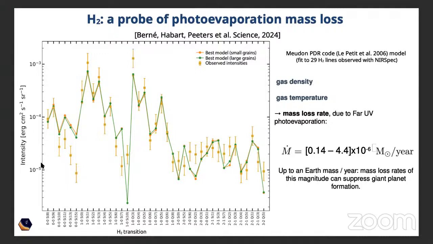Basically, this is the intensity of the H2 transitions. The 29 transitions that we've seen just before are here, and the lines are Meudon PDR code models for small and large grains. This code gives us the gas density and the gas temperature of this object. Basically, it will give us the mass loss rate due to far-UV photoevaporation. In this particular case, it's up to an Earth mass per year, so it means that it will prevent the formation of giant planets, for instance.